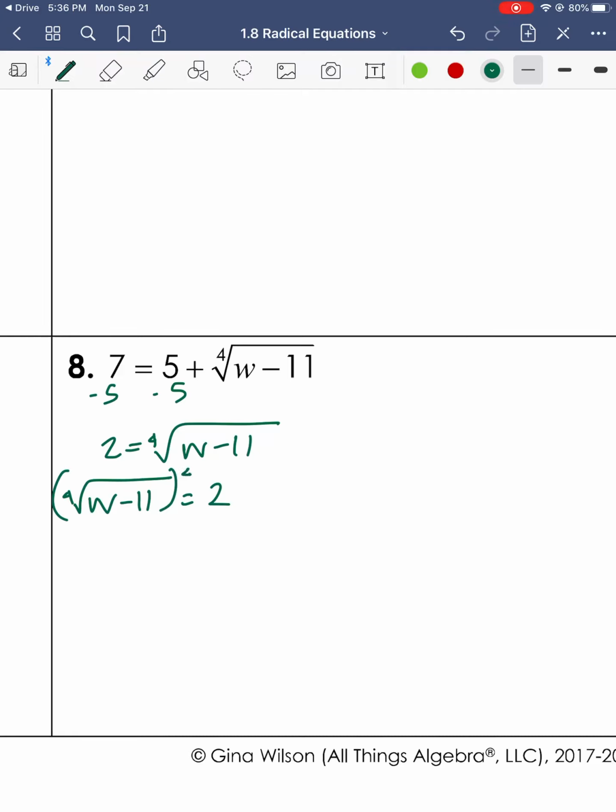And then to undo this fourth root, we're going to raise it to the fourth power, and then we have 2 to the 4th. So on the left side, we have what's left under the radical. On the right side, 2 to the 4th is 16.